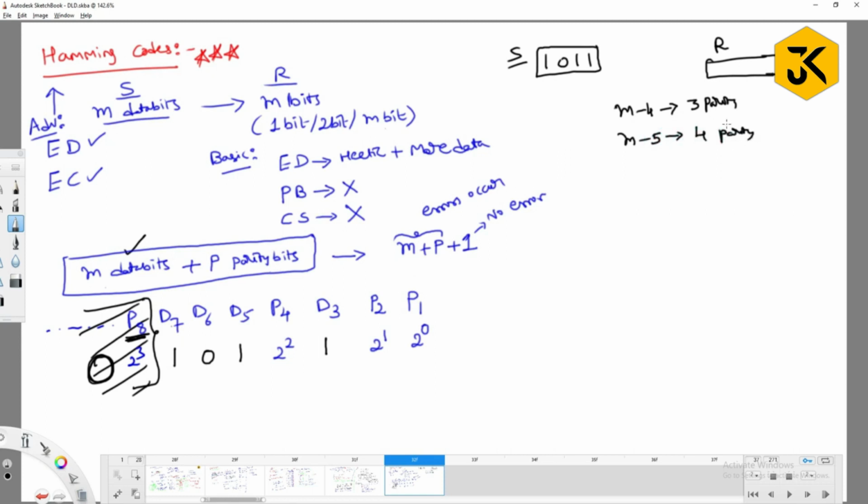Like this, you need to find the relation. Is there a relation between these two? We can define it as 2 power p greater than or equal to m plus p plus 1. This is the relation that you need to define to answer the number of parity bits required. If you simply observe, 2 power 4 is greater than or equal to this one, 2 power 5 is greater than or equal to this one, like that.